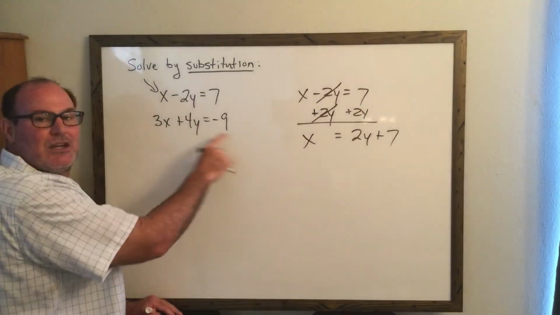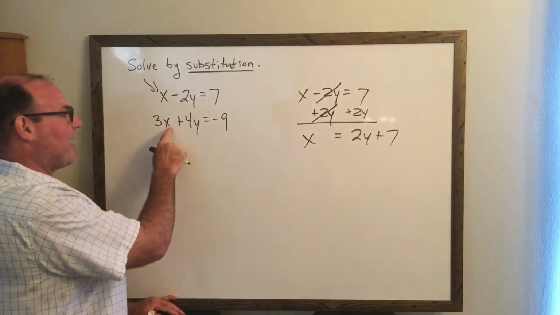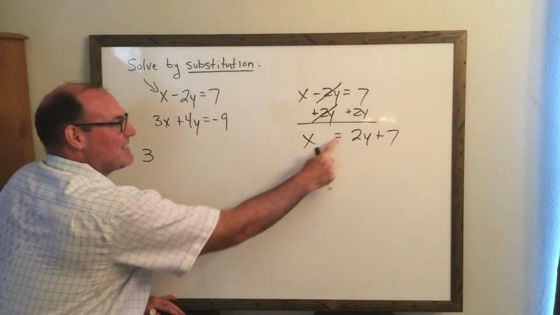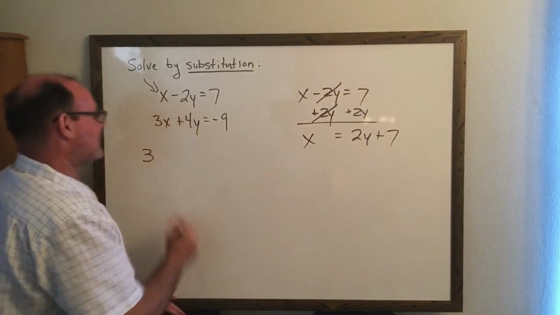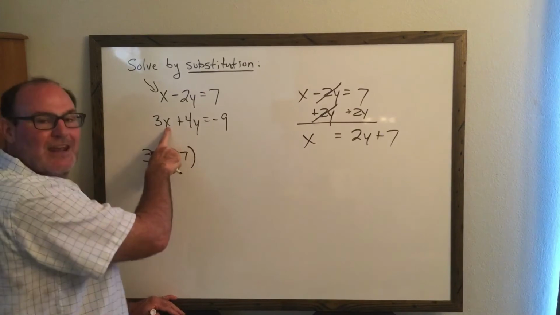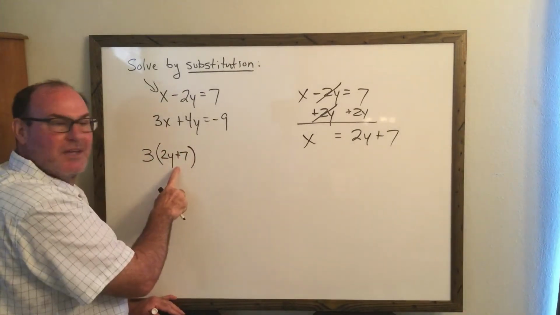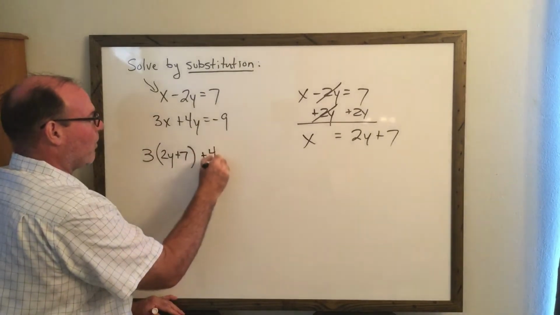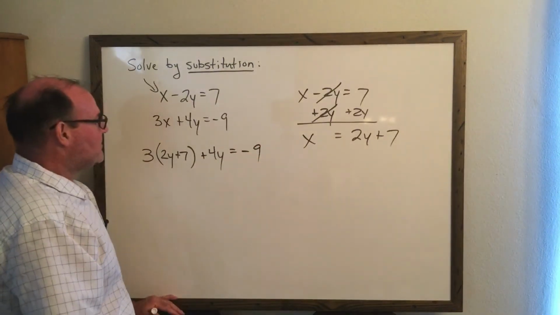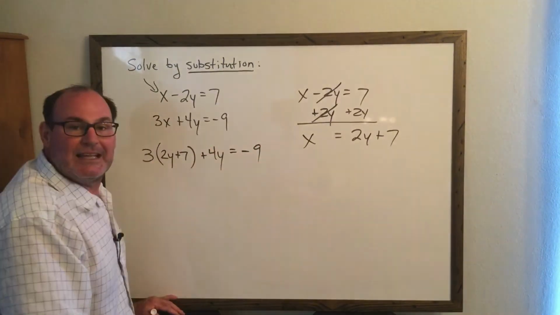So here's my second equation. And so I've got 3 times x. So 3 times, now instead of an x, x is equal to 2y plus 7. So I'm going to put a 2y plus 7 right there. So instead of an x, I've put 2y plus 7. Then I've got 4y, and then equal to negative 9. And so now the rest of this is a linear equation.